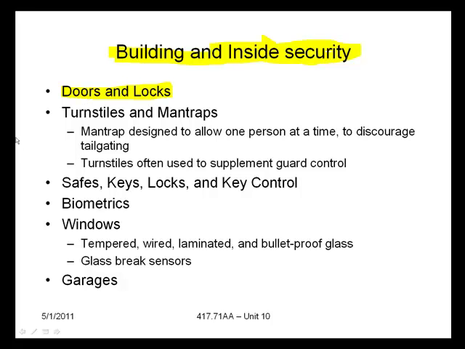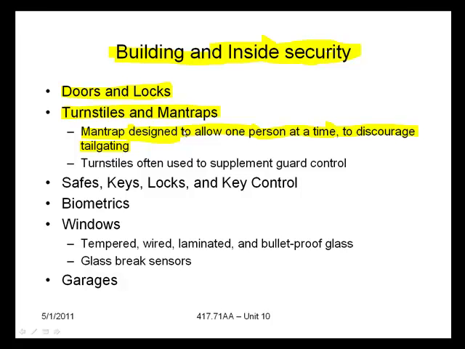Turnstiles and man traps are designed oftentimes for high traffic areas. They're designed to allow one person through at a time in order to discourage tailgating. Man traps are the closed-in areas that you will sometimes see entering certain banks or other areas that have high security, where you've got two doors. The first door lets you into the enclosed area. You then have to wait till that first door is closed before you can open the second door, which enters you into the interior or the lobby area of the bank itself.